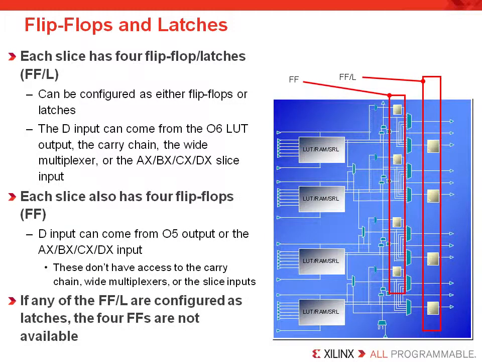Each slice has 4 flip-flop latches and 4 flip-flops. The difference between them, besides their programmability as a latch, is that the flip-flop latches, seen here labeled FF/L, can be driven by the LUT, carry chain, or the wide muxes. Conversely, the flip-flop can only be driven by an O5 input, which can come from the 6-input LUT when it is used as 2 5-input LUTs, or from a separate input to the slice.